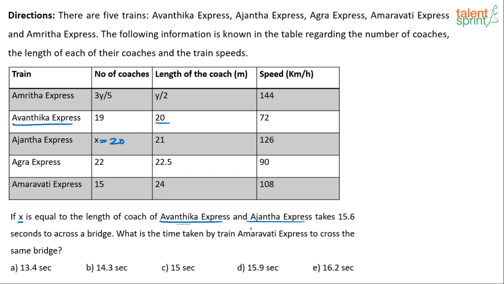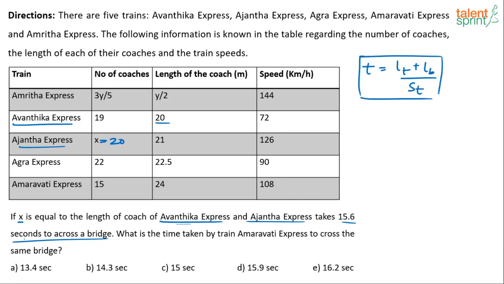And Ajanta Express is here. Ajanta Express takes 15.6 seconds to cross a bridge. Now understand, time taken to cross a bridge is nothing but length of the train plus length of the bridge divided by speed of the train. This is how you calculate the time in case of crossing a bridge. Again, if you're not able to follow the formula, refer to our videos on time and distance. So this 15.6 seconds is the time taken by that train to cross the bridge.